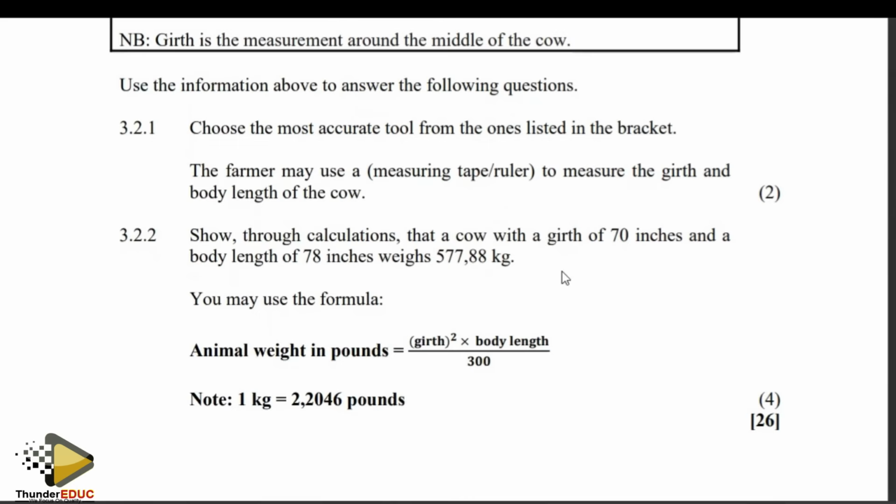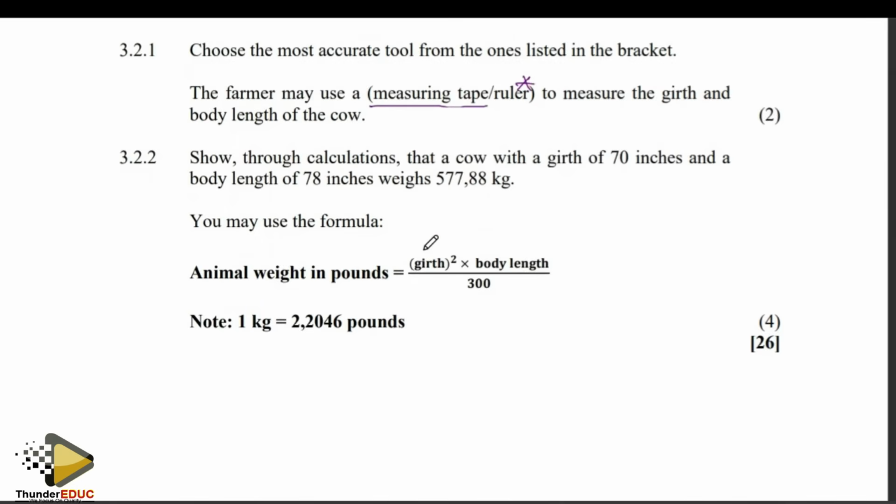The farmer may use the measuring tape / ruler to measure the girth and the body length of the cow. He has to use a measuring tape because a ruler is not good at curving. Okay, show through calculations that a cow with a girth of 70 inch and a body length of 78 inches weighs 577.88 kilograms. What we're going to do, first and foremost, substituting the formula here.